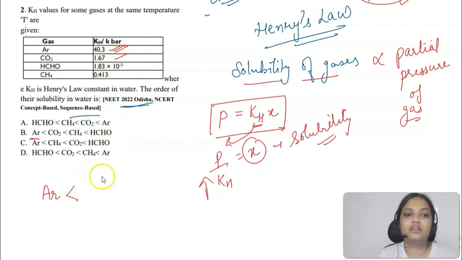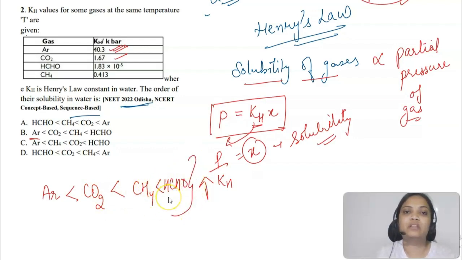Then for CO2 it's there. After that it is methane, and then it's HCHO, formaldehyde. So that is going to be the correct order of solubility. You have to remember that the higher the value of KH, the lower will be the value of solubility. Alright, students, so in this case, the answer is going to be option number B.